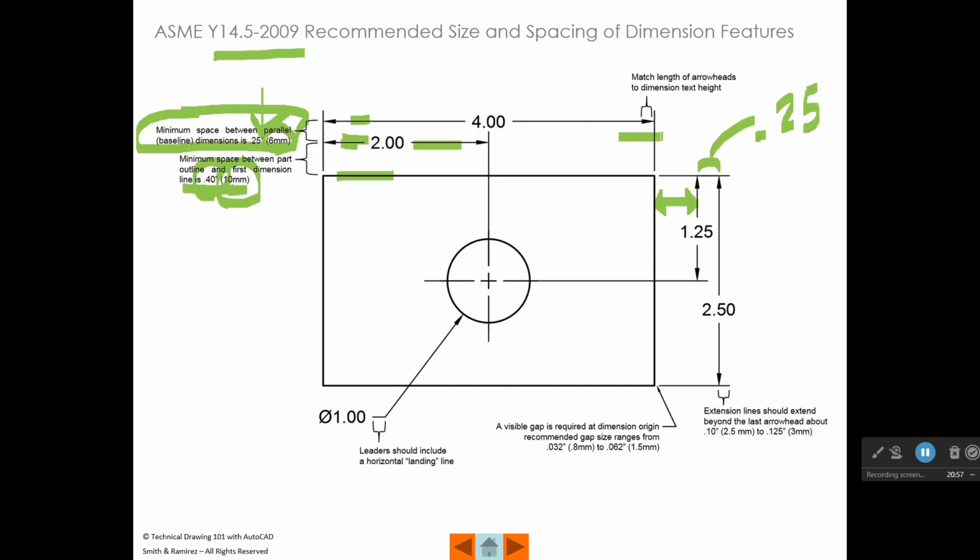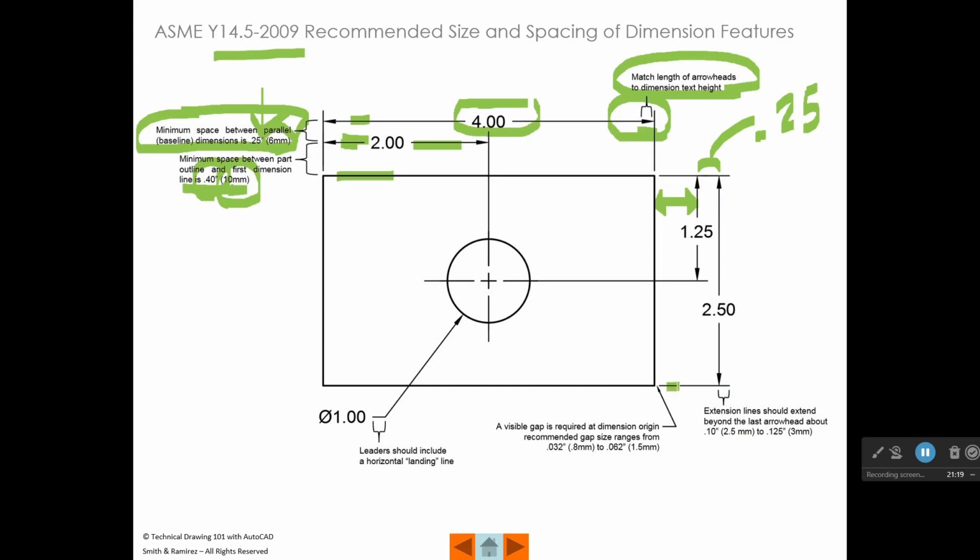Now look right here, here's another standard: how long should arrowheads be? Well, what we do is we match the length of our arrowheads to the dimension text height. So if we're using 0.125 text height in here, we're going to make those arrowheads 0.125.